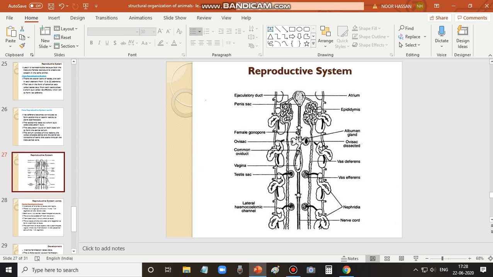So the male genital opening is present on the 10th segment, and the female genital opening is present on the 11th segment. But unlike testis, here only a single pair of ovaries is present, one on each side, right and left, and each ovary encloses a small sac-like structure called ovisac, and ova are the eggs budding out from the ovaries.